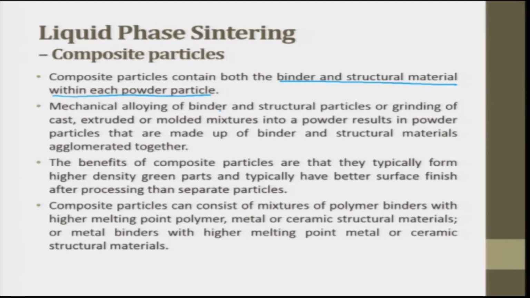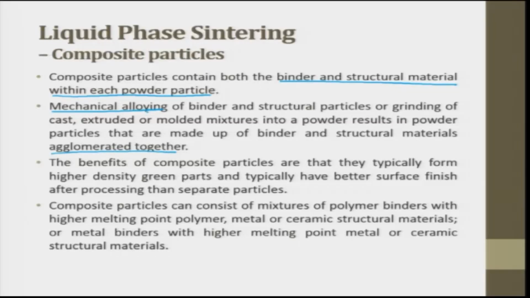Mechanical alloying of binder and structural particles or grinding of cast, extruded or molded mixture into a powder results in the powder particles that are made up of binder and structural material agglomeration together. So we do mechanical alloying. What is mechanical alloying? See, you take a powder, you take another powder, keep heating the other powder. So slowly the powder can form a coat, or it can get inside, or something like that.